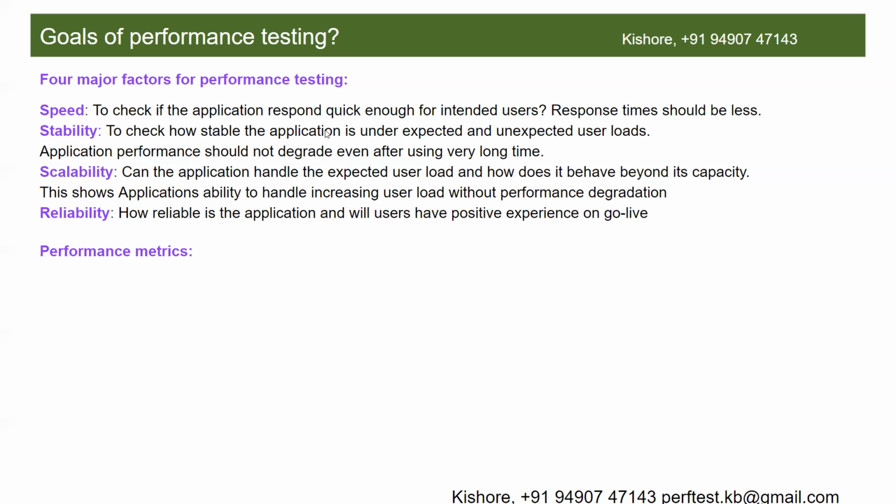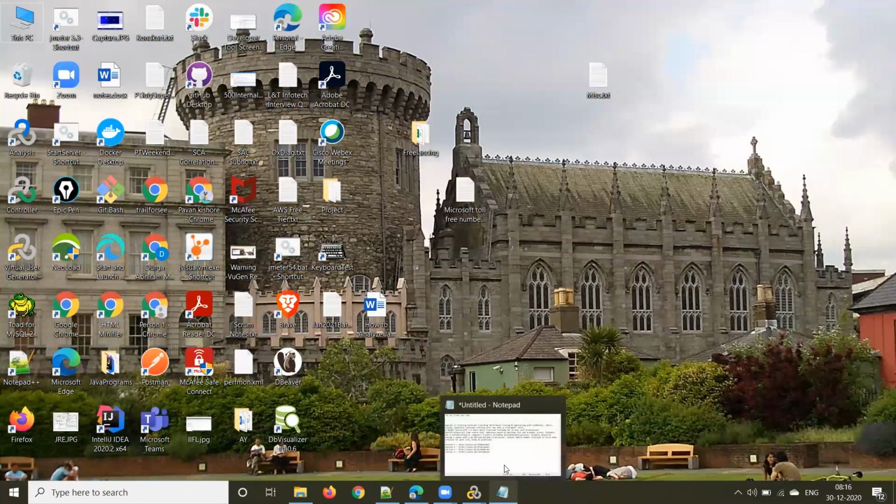We do consider some metrics to measure the performance of an application, right? These can be categorized into two types: client side metrics and server side metrics. The first client side metric is response time. I explained response time yesterday, so let me open that.